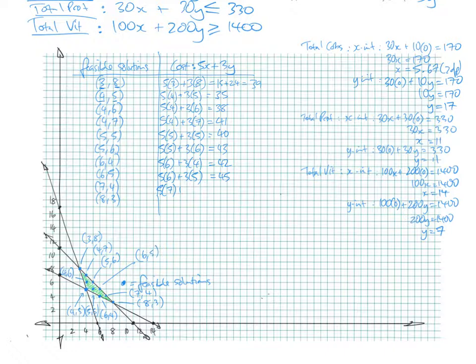5 lots of 7 plus 3 lots of 4, 35 plus 12, 47. 5 lots of 8 plus 3 lots of 3, 40 plus 9, 49. So what you will find here is that we have found the minimum cost is going to be $35, and it happens when x is 4 and y is 5.